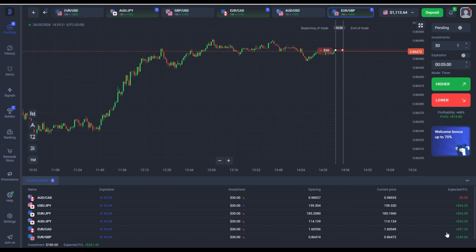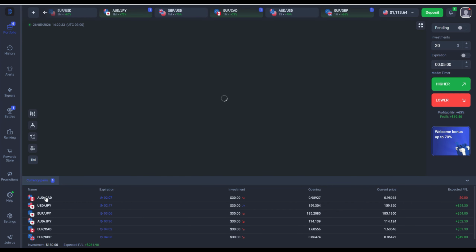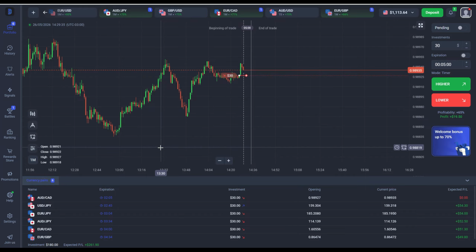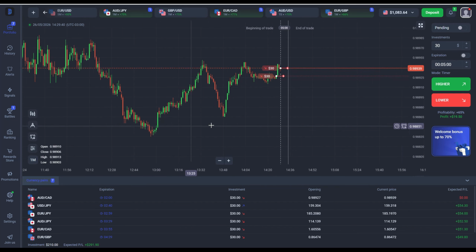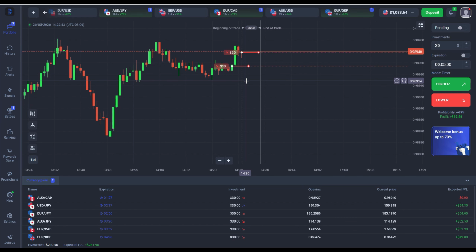6 trades are open, and so far 5 of them are in profit, with only the Australian one in the red. Let's take a look. Yes, here the price has gone quite far into the negative. Let me duplicate the trade. If I'm lucky, it will close in profit without needing another trade.